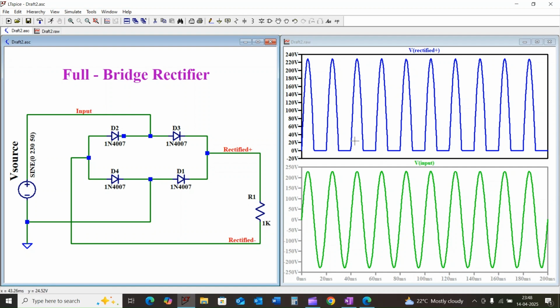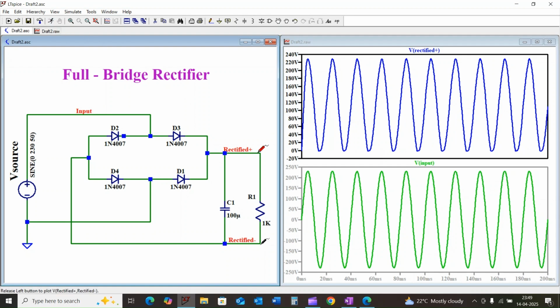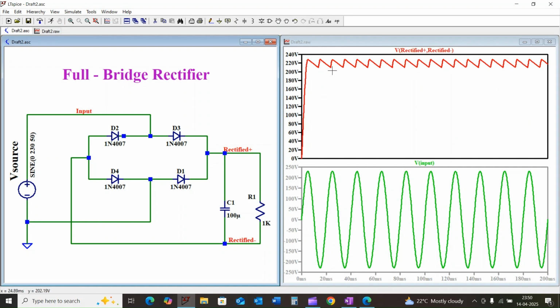So how do we smooth this out? That's where the capacitor comes into the picture. Let's add the capacitor in parallel with the load resistor R1. Now run the simulation, and we need to check the voltage across the load resistor and see what happened here. Look at the red trace, it is now much smoother.